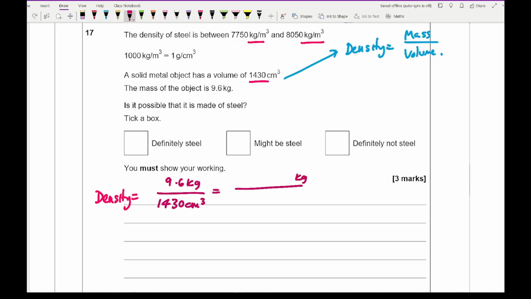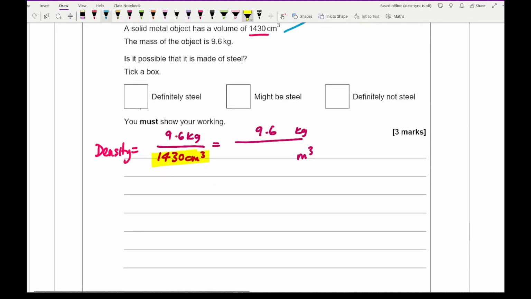So what I need to do is convert those two units into kilograms and metres cubed. Now the weight is already in kilograms, so that's absolutely fine, and I can write 9.6. But what I need to do is convert cubic centimetres into cubic metres. One way of doing this is to just imagine you've got a cuboid. It doesn't matter what the size of that cuboid is.